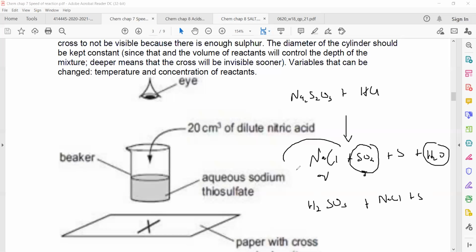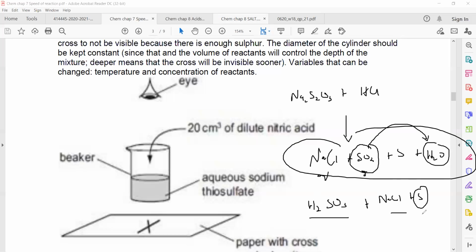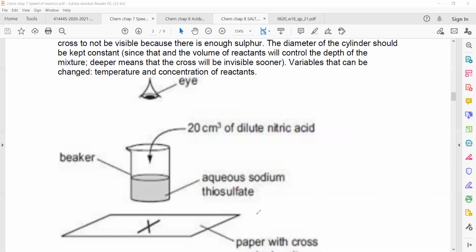But what is actually produced is this one. Because sulfur dioxide is soluble in water, it will mix with water and form sulfurous acid. That's why normally you will find this equation written. The reason the solution turns cloudy, or the precipitate forms, is because of sulfur.